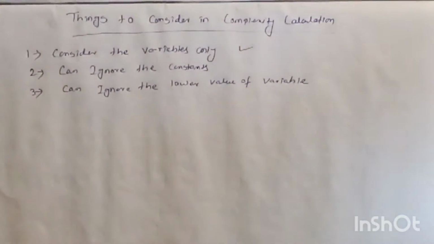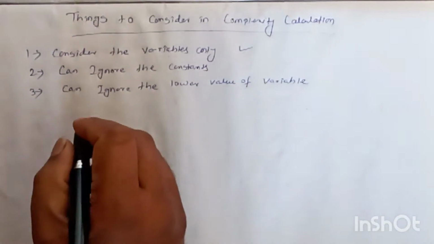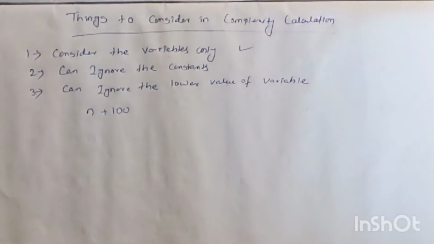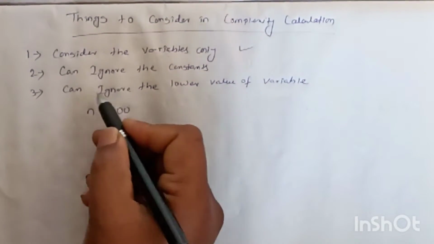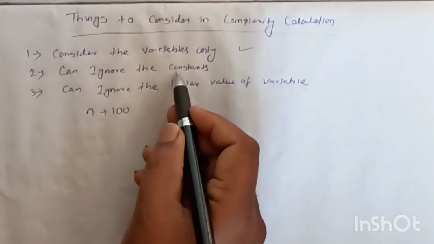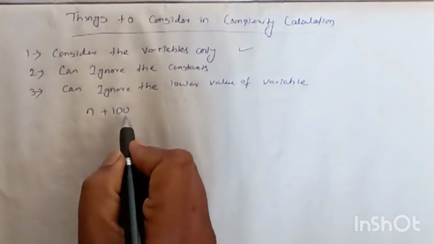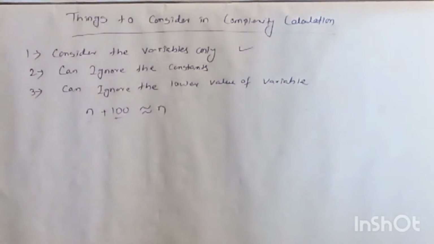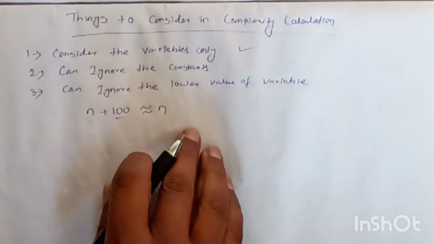Okay, let's not talk about order of n or n square, those things; we will discuss them later. Let's think that I have got one expression for time complexity or space complexity, and the expression is n plus 100. As it tells that you can ignore the constants, if we ignore this constant 100, the expression will be equivalent to n. So n plus 100 is equivalent to n.